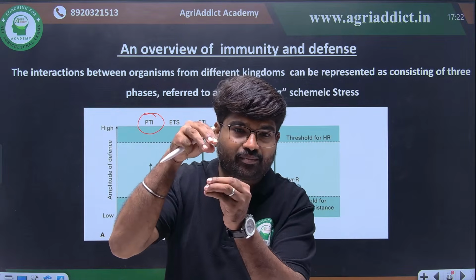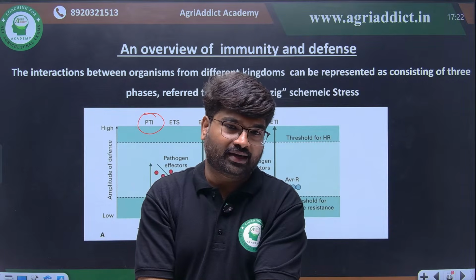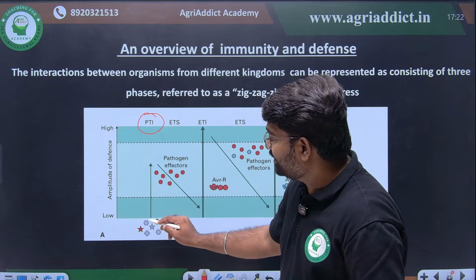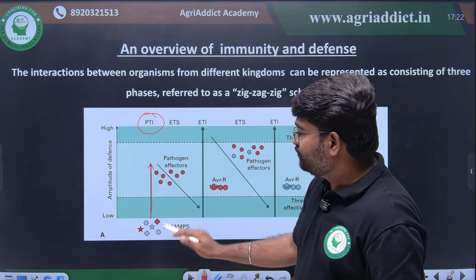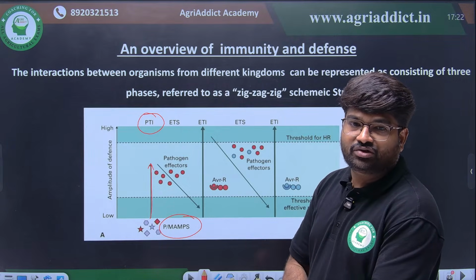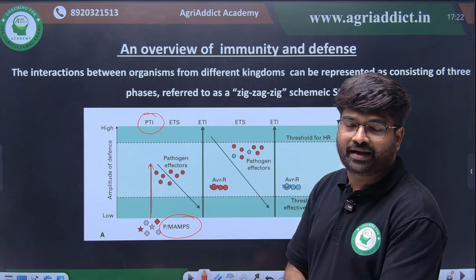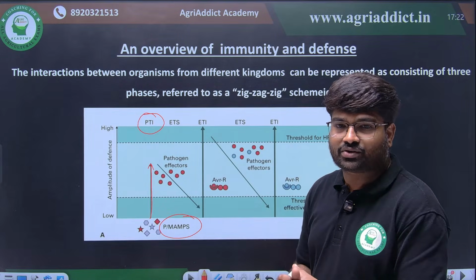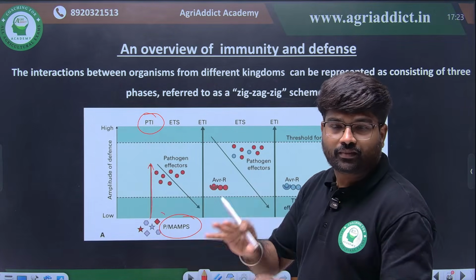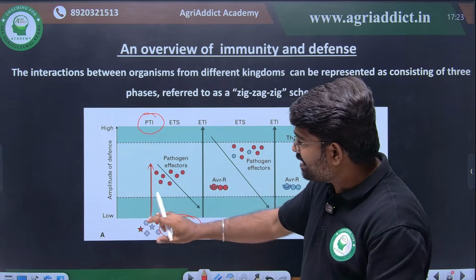Once the microbes are recognized, that will enhance the synthesis of PTI, pathogen triggered immunity, and because of that the immunity level will be enhanced. What are PAMPs and MAMPs? Pathogen associated molecular patterns and microbe associated molecular patterns are simply the cell wall components associated with bacteria and fungi molecules. These components are recognized by the membrane receptors, and because of that, the immunity level will be increased.